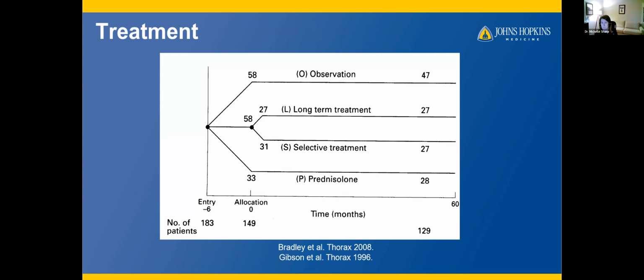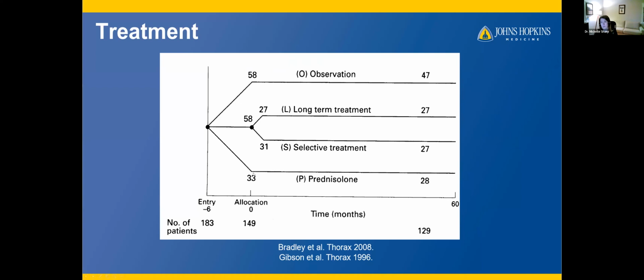This is one of my favorite trials in terms of treatment. And it also helps demonstrate why sarcoidosis research is really hard. They enrolled 183 people and they observed them all for 6 months. And actually 58 got better on their own. And so that's why it's a little bit hard to do some of these treatment trials, because we know that there's a subset of individuals who will go into remission on their own and never need treatment.